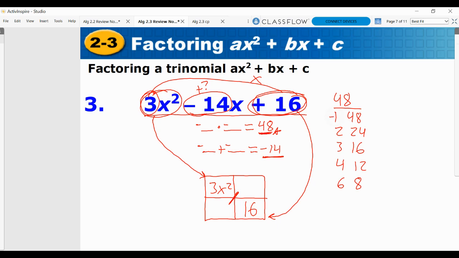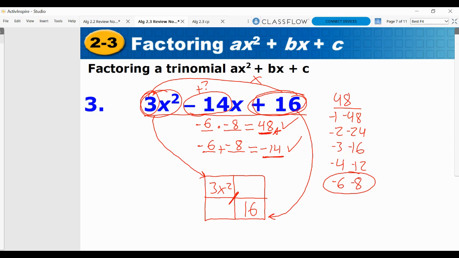They're both going to be negative. We already figured that out, so we can put some negative symbols. And we want to find which of those is going to make a negative 14 when you add them together. And it's going to be this pair right here. So if we put those numbers in there, negative 6 times negative 8 is positive 48. That checks out. And negative 6 plus negative 8 is going to get you negative 14. So that checks out also. All right, perfect. We figured it out.